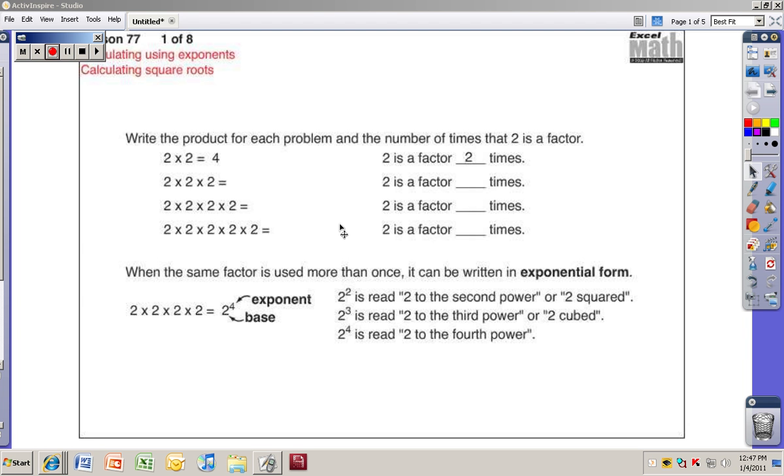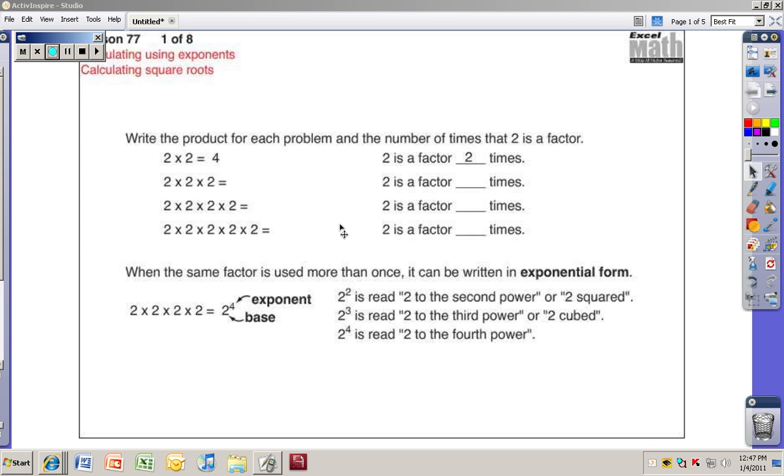Sixth grade, lesson 77, calculating using exponents and calculating square roots. We have our studio audience here today with Emma and Kaylee and Taylor. Say hi, everybody. Hello. Hi. Okay, and so they're going to be helping us out on the math.